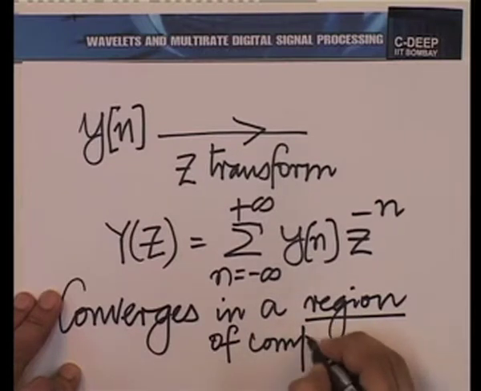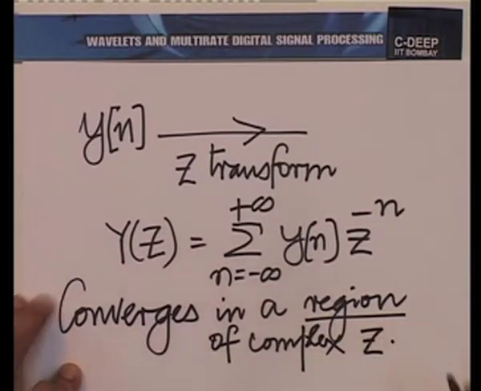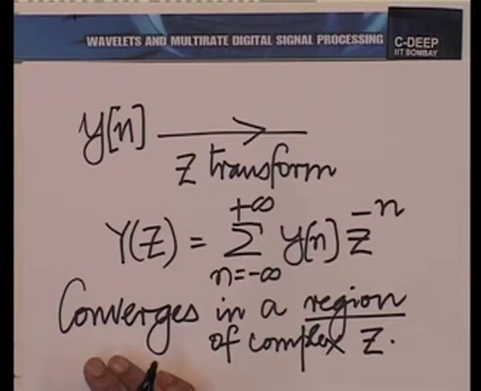It does not converge all over the complex z plane, and that region in which it converges is called the region of convergence. So, a z transform is always defined by an expression and a region of convergence. Outside the region of convergence, that expression has no meaning. Recall also that both of them are absolutely necessary to complete the z transform.